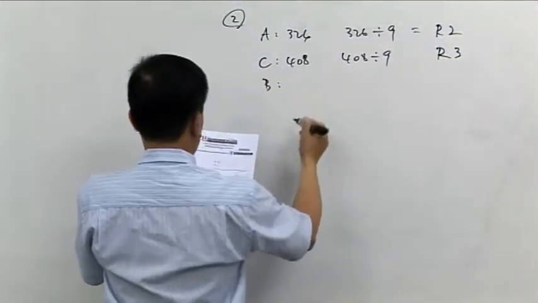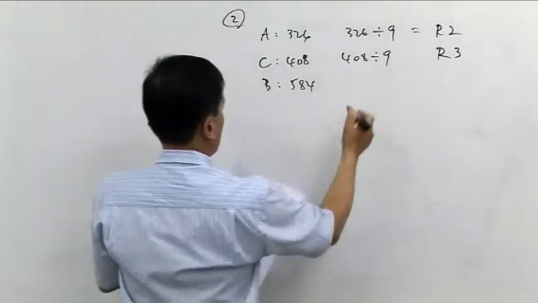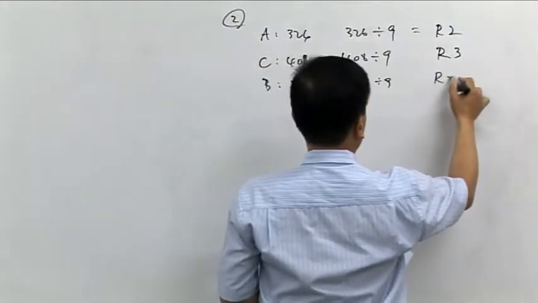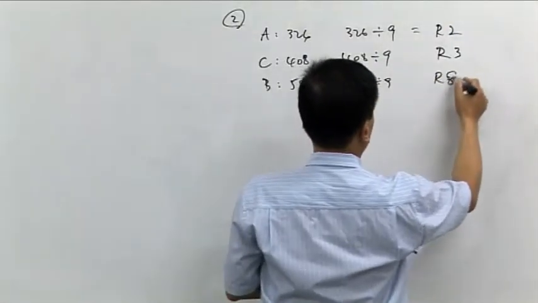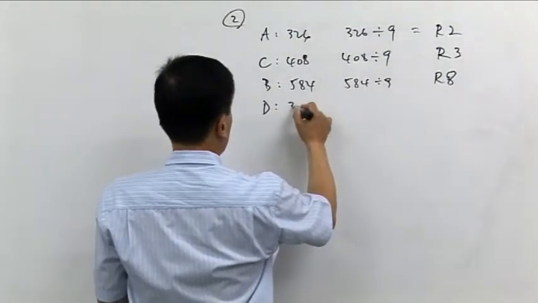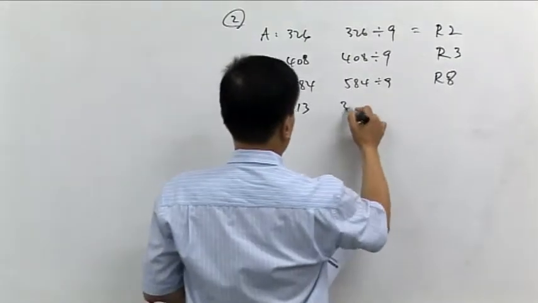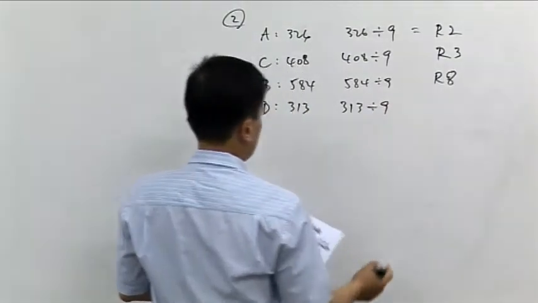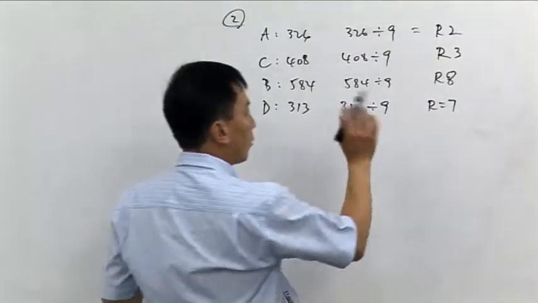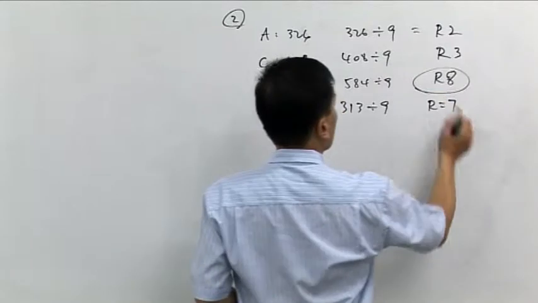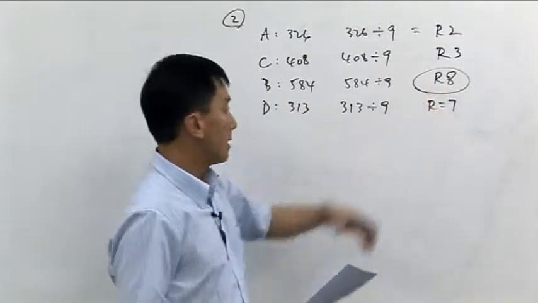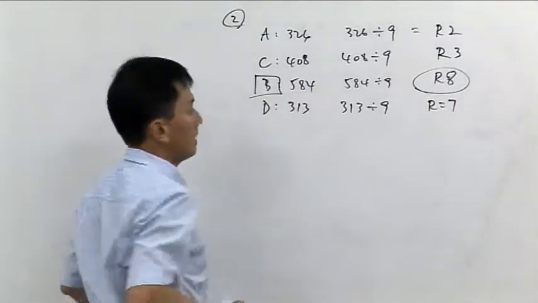Look at B. We've got 584. So we've got 584 divided by 9. In this case, the remainder will be 8. Let's double check the last one. Got 313. 313 divided by 9. The remainder is actually 7. So therefore, the one with the largest remainder would be this particular case. So the 10th child would get 8 stickers. That remains. So therefore, our answer in this case is B.